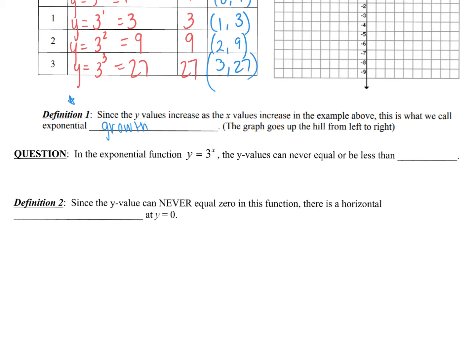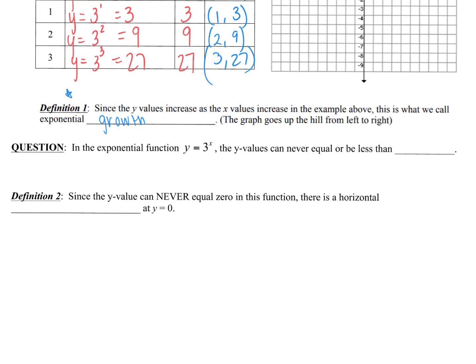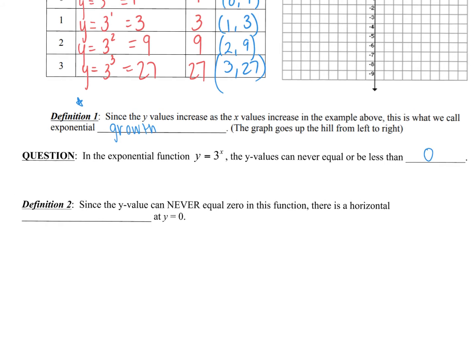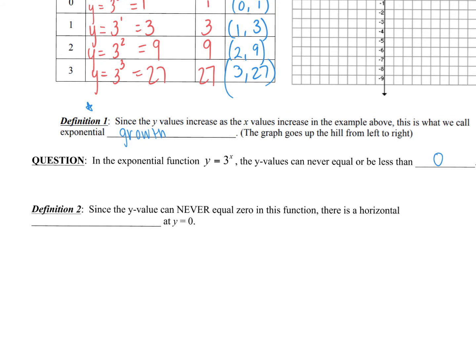Okay? And in this case, we know that it can never be 0, right? So we're going to go ahead and put a 0 on that line. So our y values can never be equal or less than 0 because it can't touch the 0, it can't touch the x-axis, and it can't cross it, right? So we never want those values to be 0.